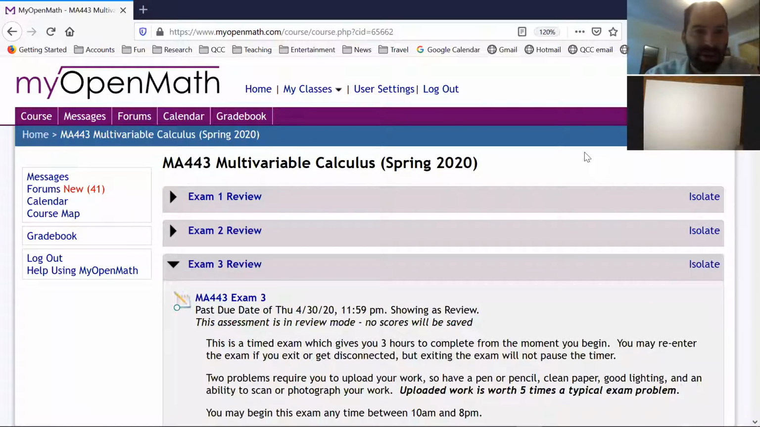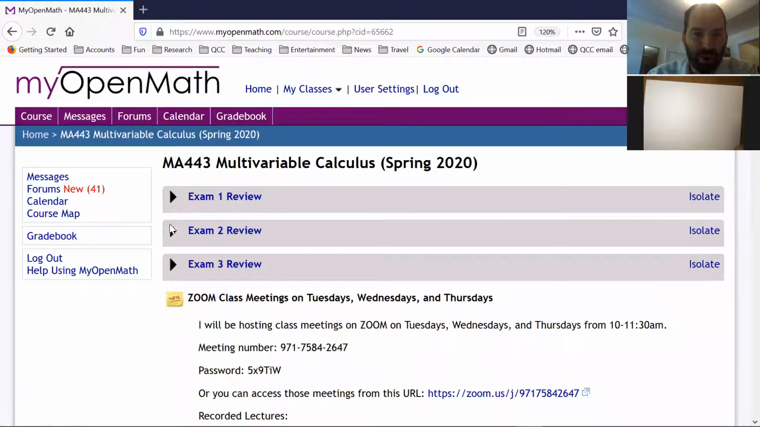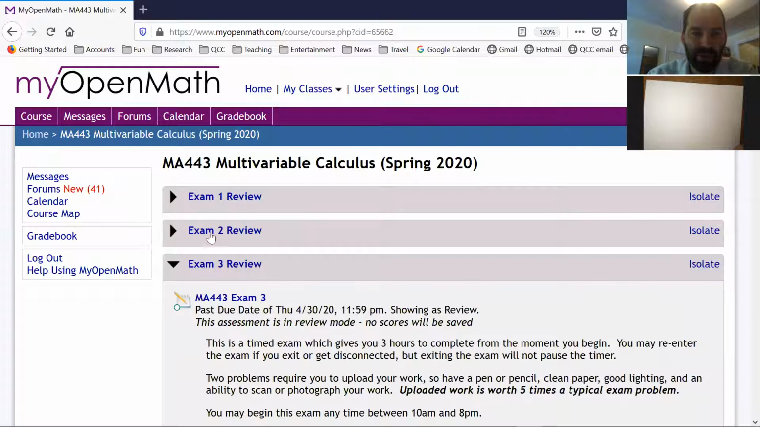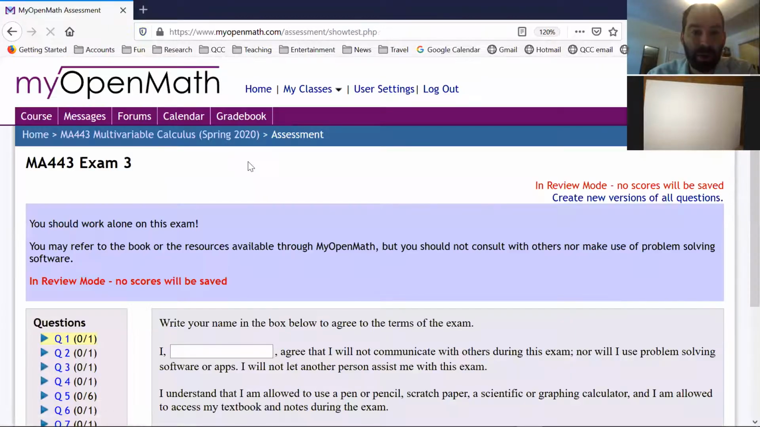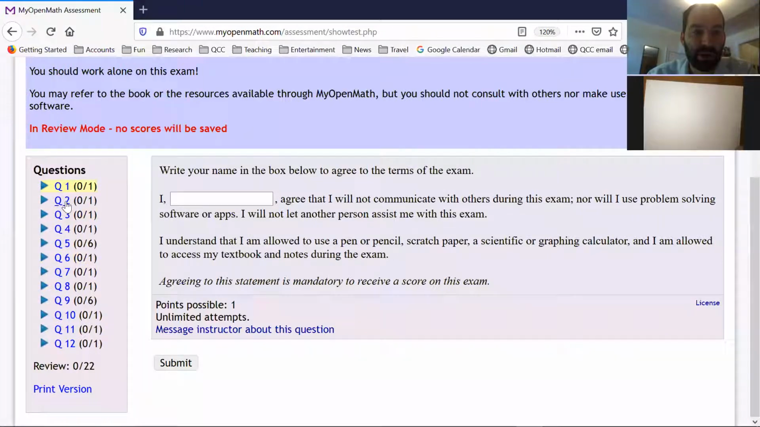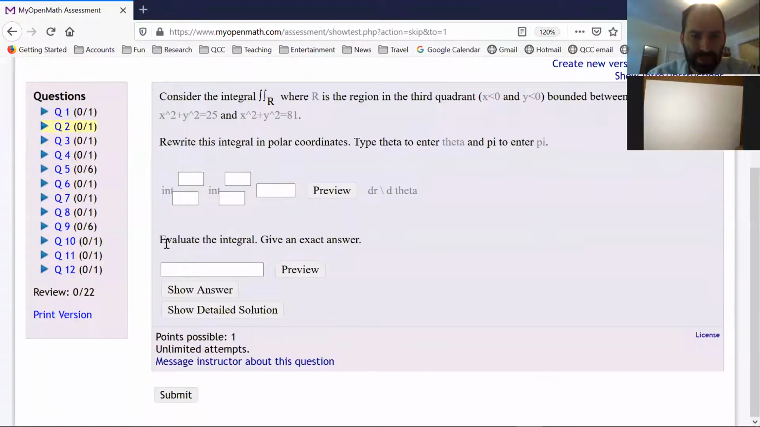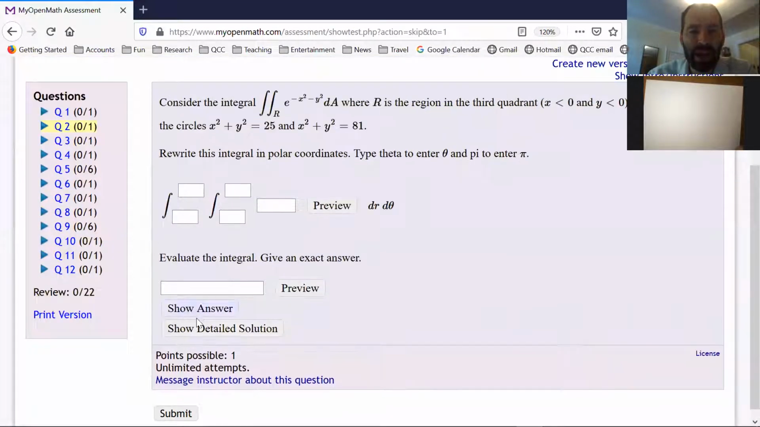Okay, so you can see at the very top of the page we have Exam 1 review, Exam 2 review, and Exam 3 review. If you click on Exam 3 review, you'll see the Exam 3 sitting right here. You can't take it anymore. It even says this assessment is in review mode, no scores will be saved. But feel free to open it up and look at it. Go in here, you can look through all the problems, and you can even have it show you the answer.